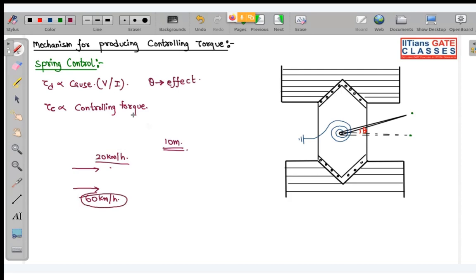The same is true of the controlling torque. When your equivalent current is less, the controlling torque required will also be less. When your current is more, suppose you are measuring 5 ampere or 6 ampere, the controlling torque is also more. So this controlling torque is proportional to TD. Up to this point, have we understood? Please tell me yes or no. Any doubt in this?